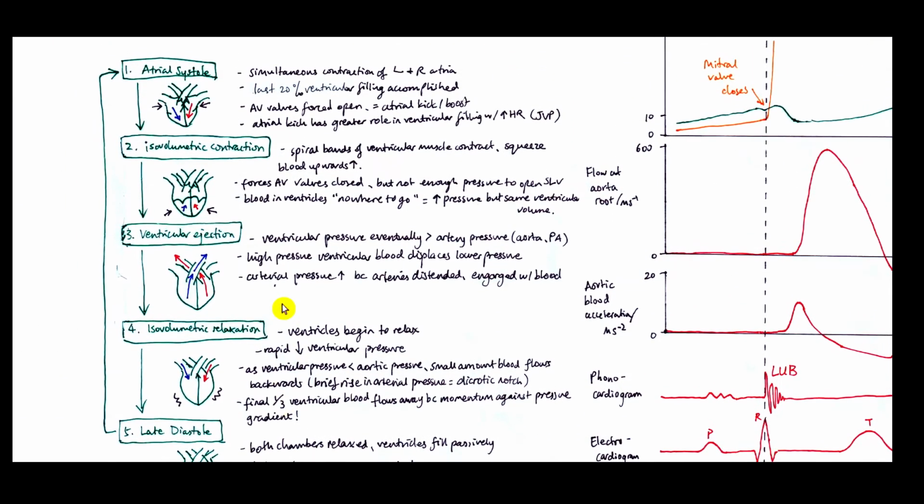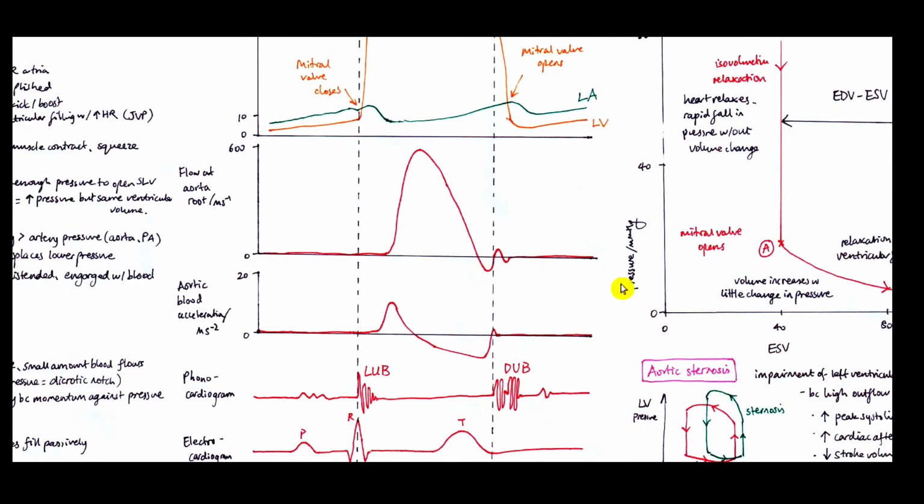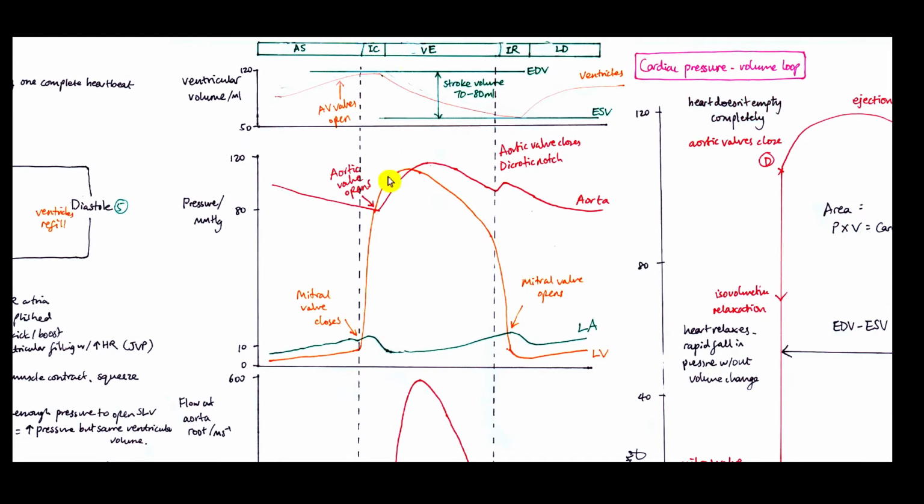The third stage is ventricular ejection. So ventricular pressure eventually exceeds the pressure in the arteries, the aorta and the pulmonary artery. The high pressure of the ventricular blood displaces the lower pressure blood that's already in the arteries, and this increases the arterial pressure because the arteries are distended and engorged with blood from the powerful contraction of the ventricles. So you can see this here. So after the isovolumetric contraction, you have the ventricular ejection.